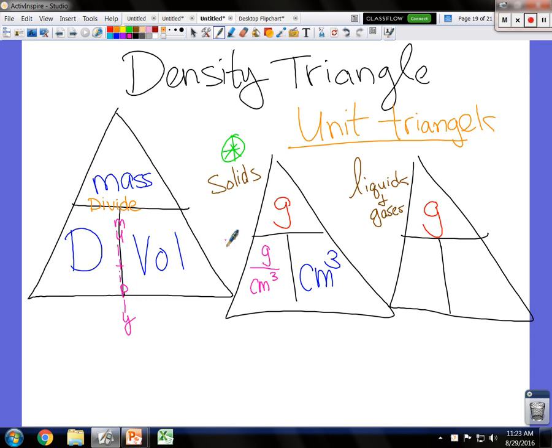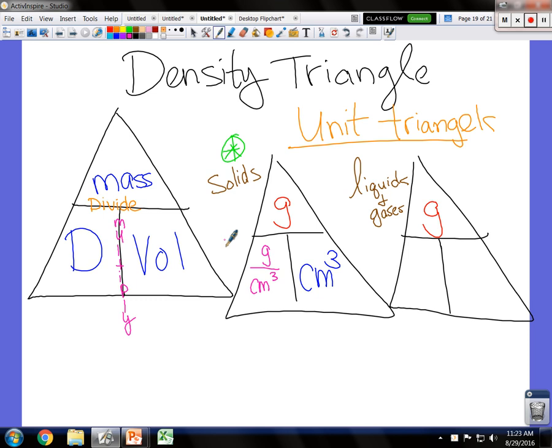So what if I gave you this box? Could you measure this box? What if I told you I knew the density of the cardboard? Cardboard has a density, but I want to know how much that thing weighs. We cover up mass, and mathematically, how would you tell me how much that thing weighs? Density times volume.